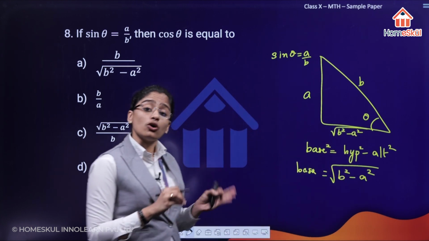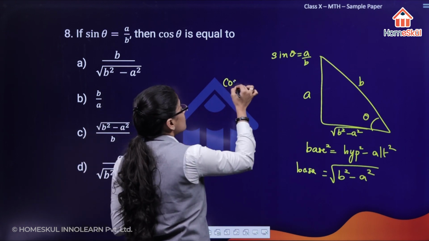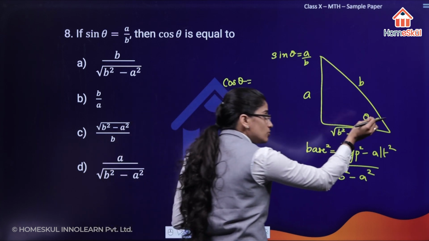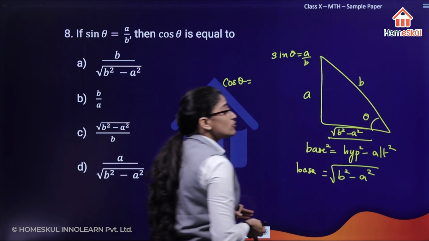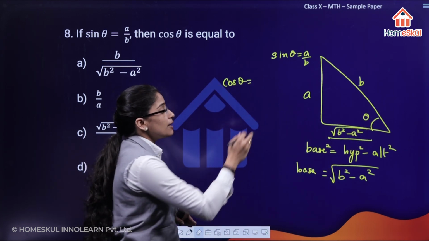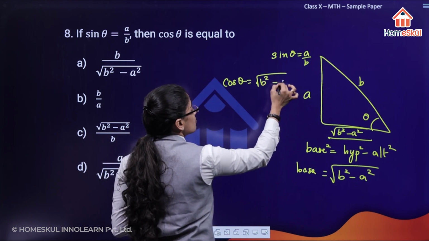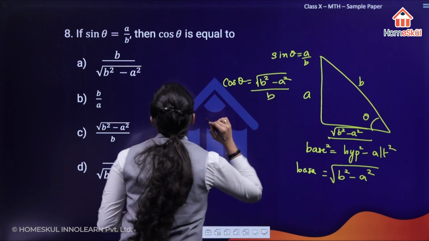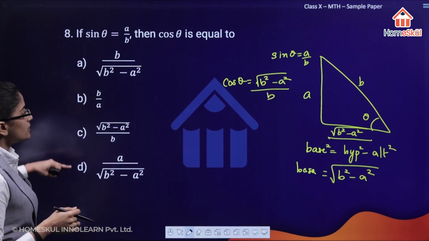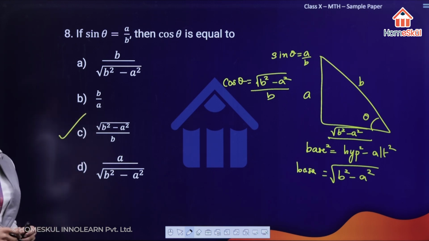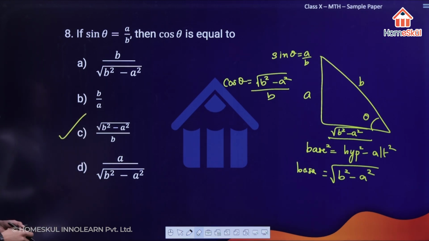We need to find out cos theta. Cos theta means it is adjacent side by hypotenuse. So, with respect to theta, the adjacent side is root of B square minus A square and the hypotenuse is B. So, which will be the correct option? Option C is the correct answer, isn't it? Root of B square minus A square by B. Clear? To the next question.